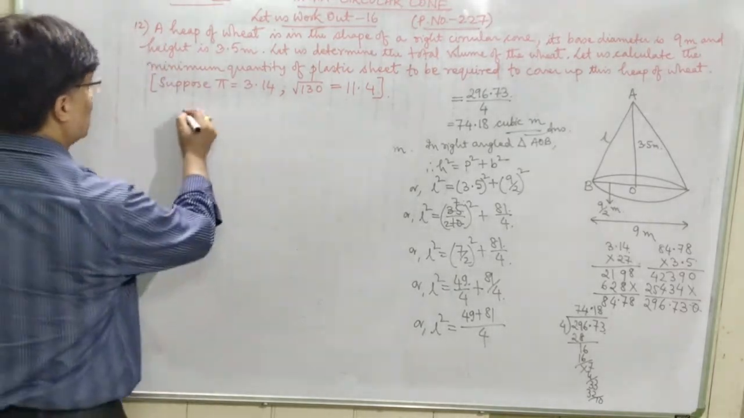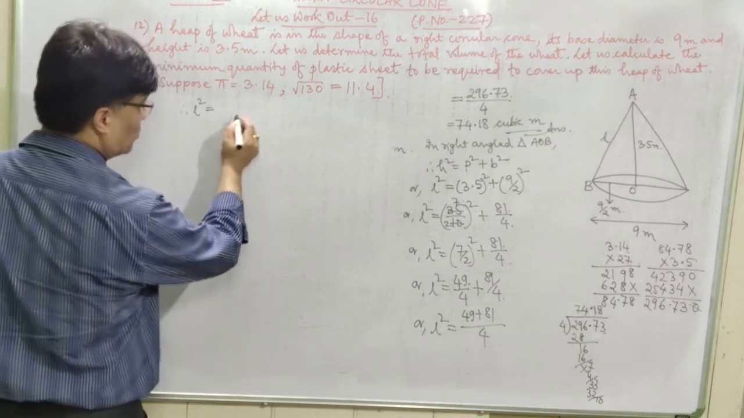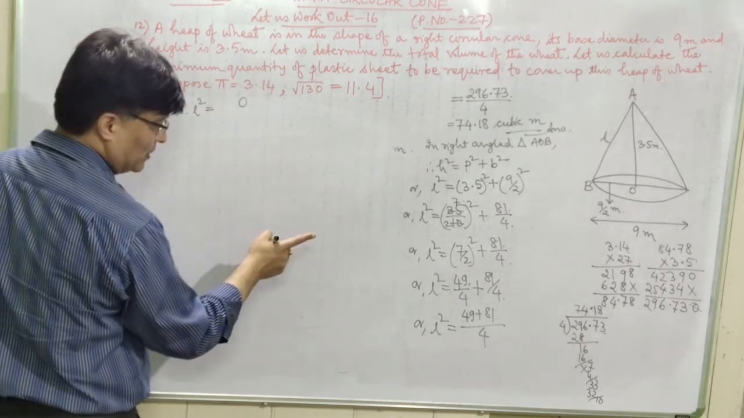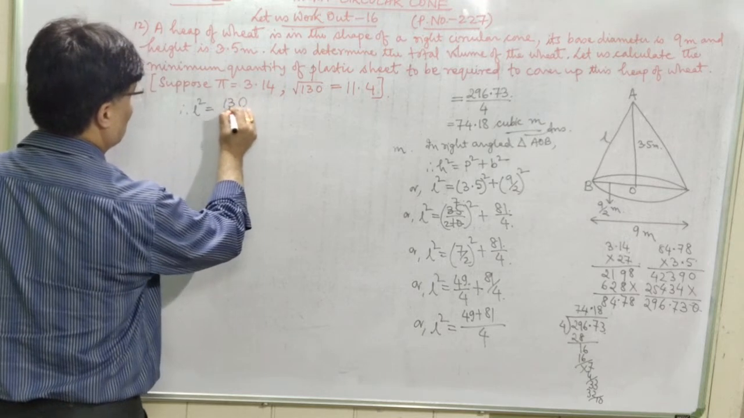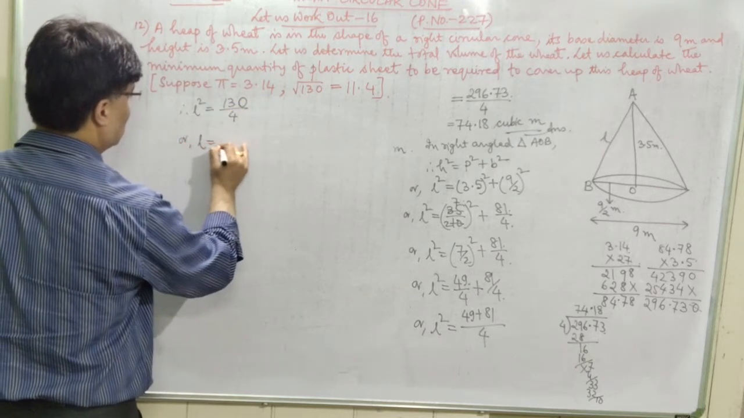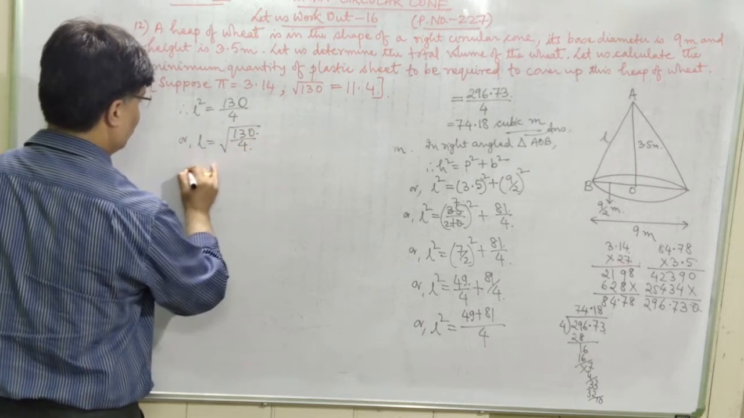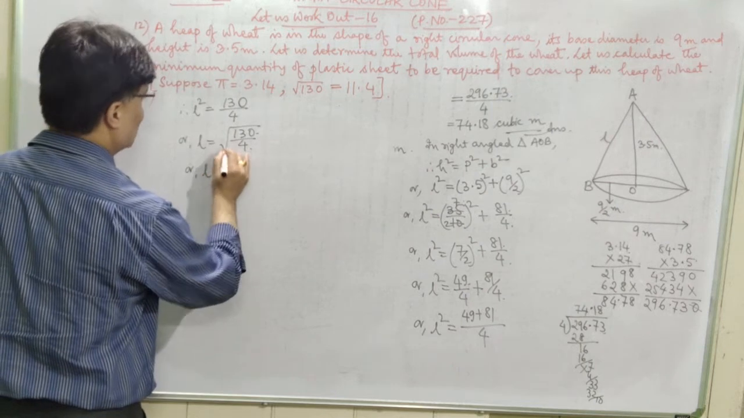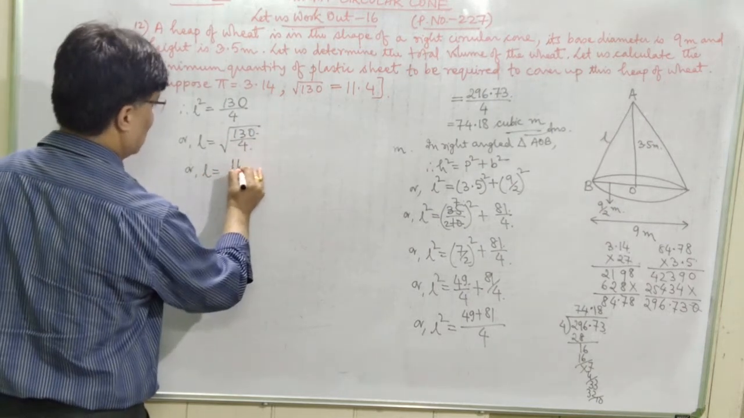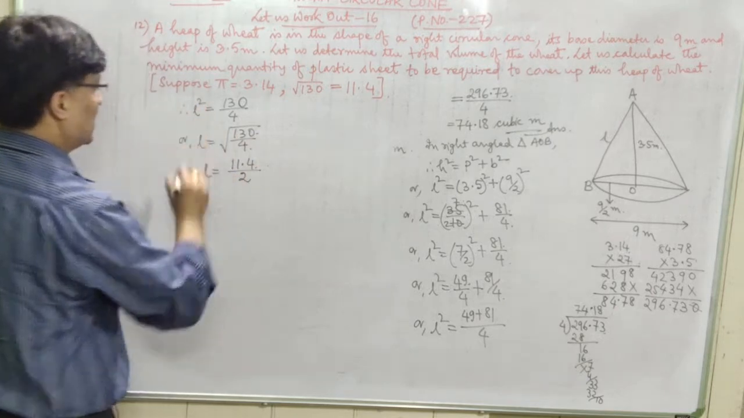So now L square is equal to, so let us add them. 9 plus 1 is 10, 0, 1. 9 plus 4 is 13 divided by 4, right? Or what is L equal to? That is square root of 130 divided by 4. Or L is equal to, what is square root of 130? It is 11.4 divided by square root of 4, which is 2. That is your slant height.